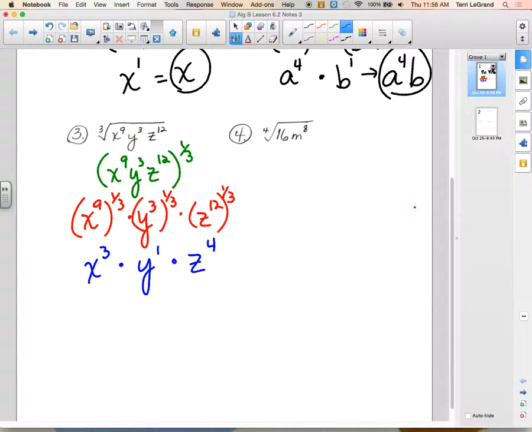Okay, I did want you to simplify. I guess I could say that. We could call that the answer. But we're going to clean this up now, aren't we? We don't need multiplication dots. We don't need what else? The 1 on the Y. So we'll clean this up and say our final answer is X to the third, Y, Z to the 4th.